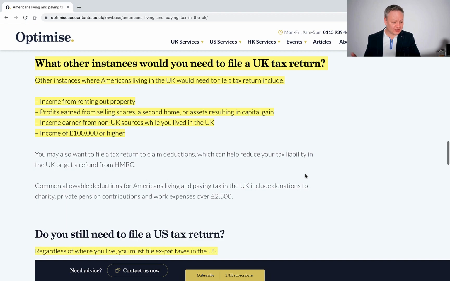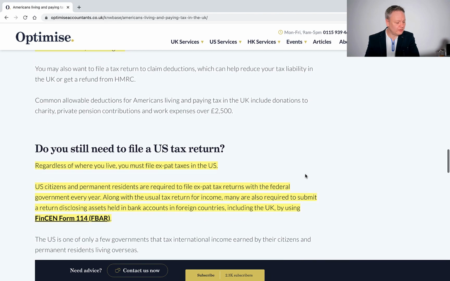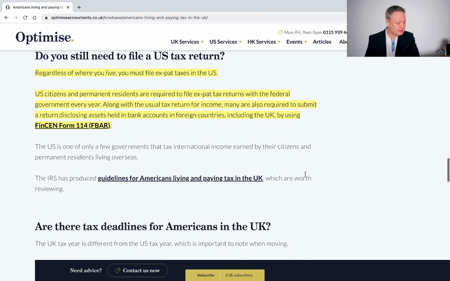Profits earned from selling shares, second home or assets resulting in a capital gain. Yes, of course, you will pay capital gains tax, but you do get this nice £12,300 capital gains tax exemption, which you need to think about in the US, because then you get taxed in the US as well. So do bear that in mind. Income earning £100,000 or more, we've already talked about that, so I'm not going to worry about that. We've also covered off the fact that you need to declare your income on your IRS 1040 tax return.